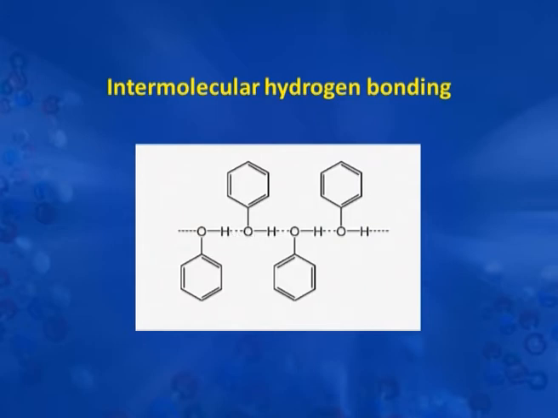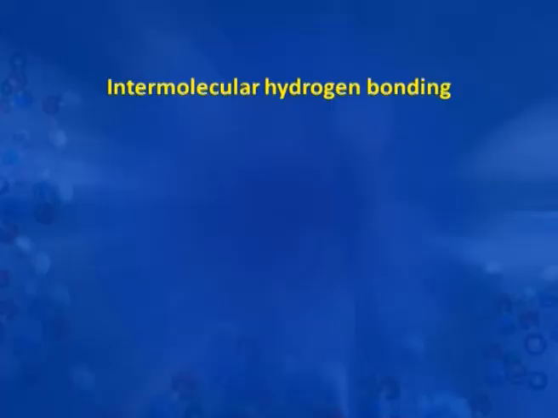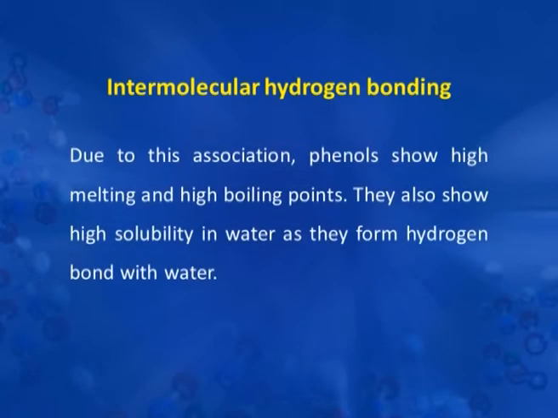Hydrogen bond is shown in the form of a dotted line, and because of this formation of hydrogen bond between two or more phenol molecules, phenol is an associated molecule, and that is why they show high melting point and high boiling point. Also, because this hydrogen bonding can also be formed with water molecules, phenol shows high water solubility also.